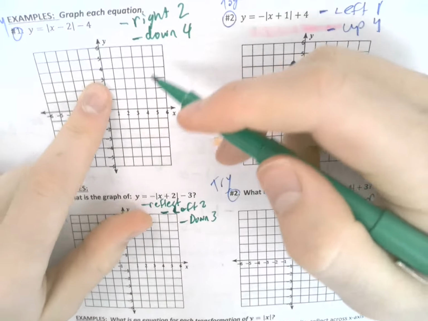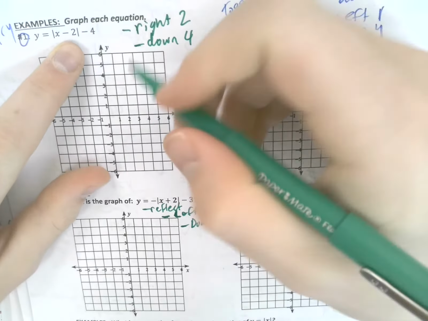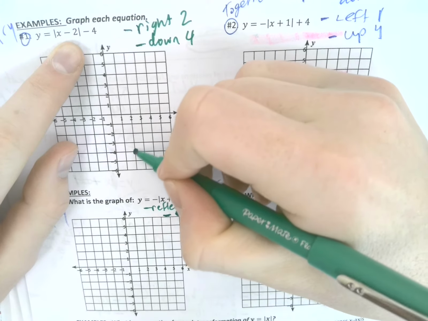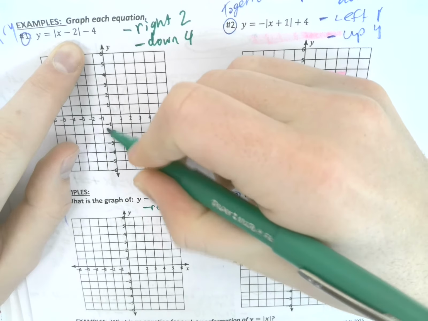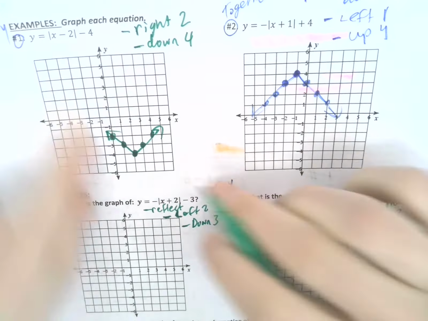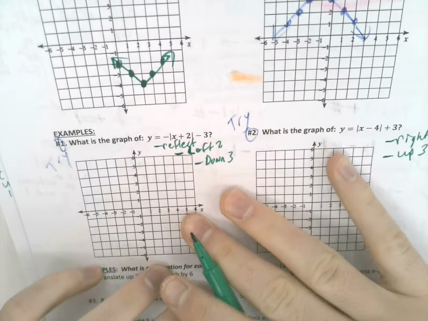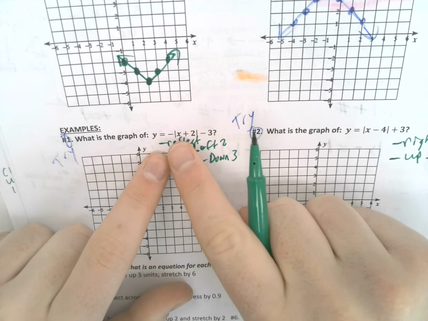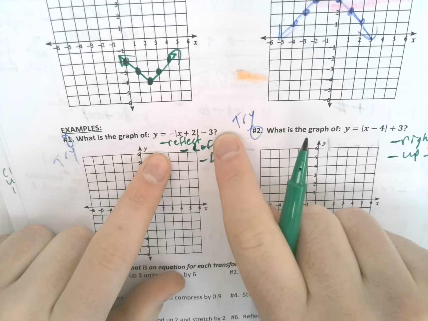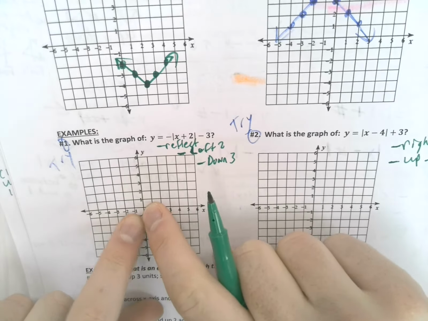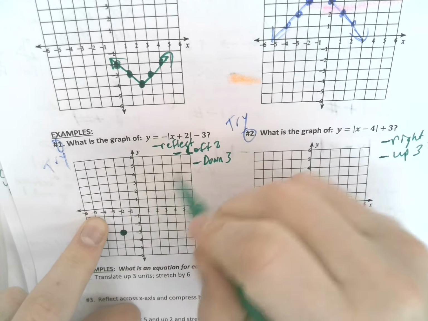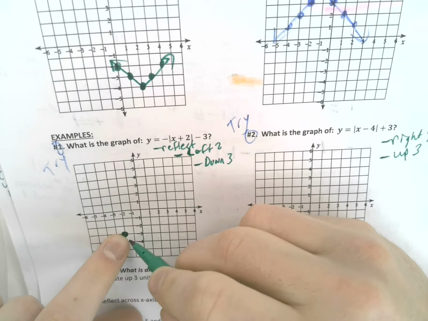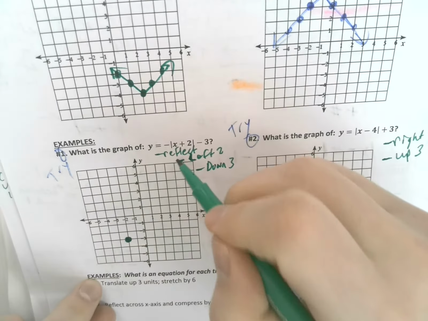All right, let's see how you guys did. On this one, we're going right 2 and down 4. So there's our vertex, and there's our absolute value. Number 1, we reflect, but first let's deal with the left 2, down 3. So we go left 2, down 3. And because we're reflecting, instead of opening up, we open down.